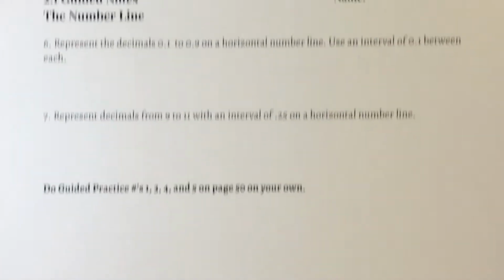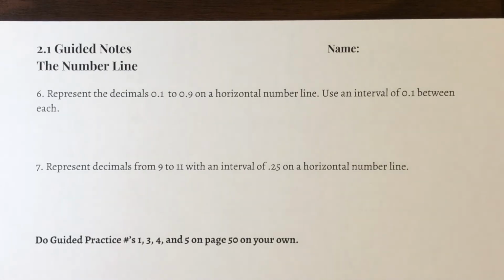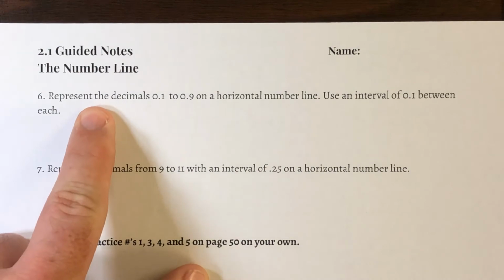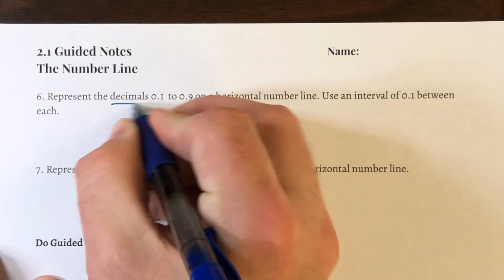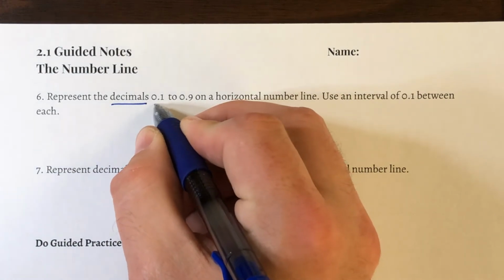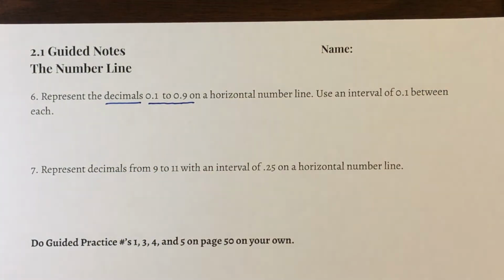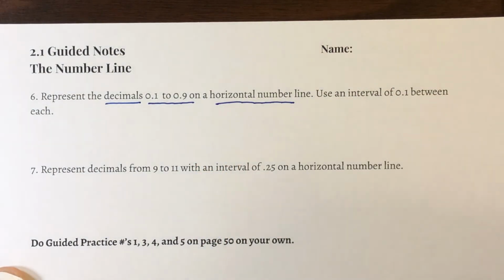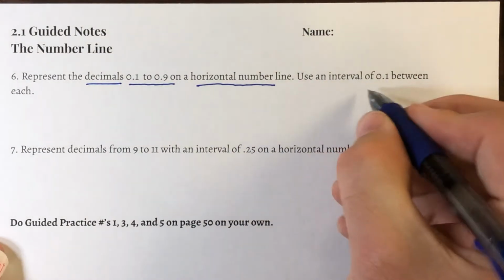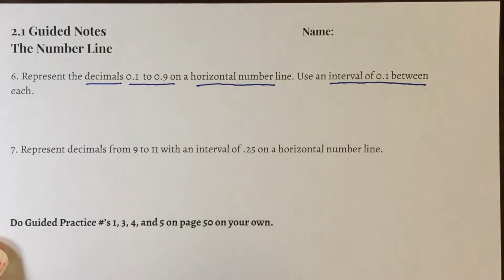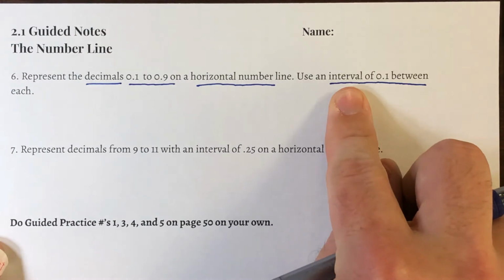Our next example. We're now going to switch it up to decimals. We're going to represent the decimals 0.1 or 1/10 to 9/10 on a horizontal number line, and then it says use an interval of 1/10 between each. What does the word interval mean?